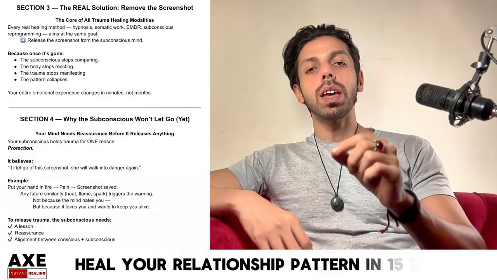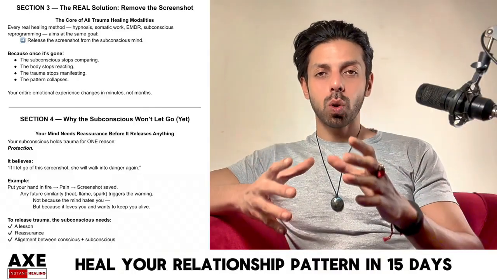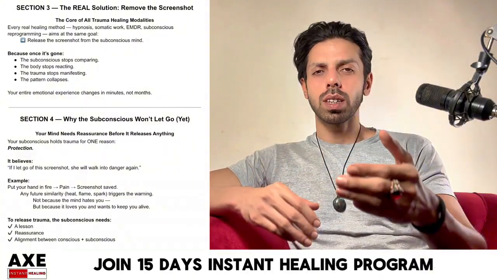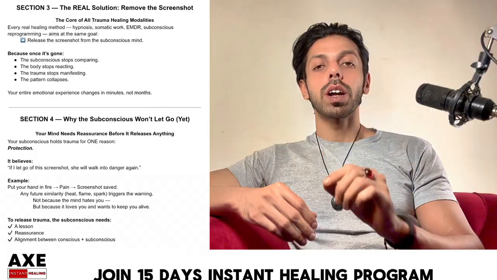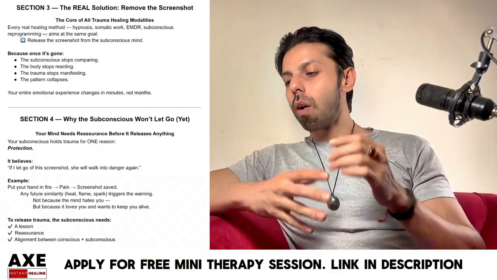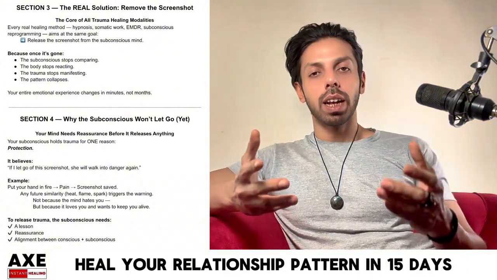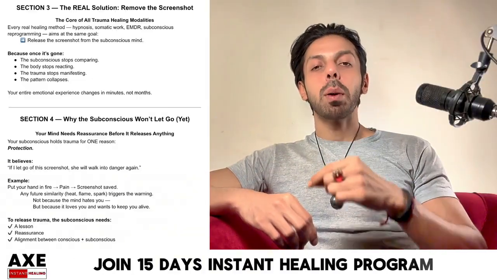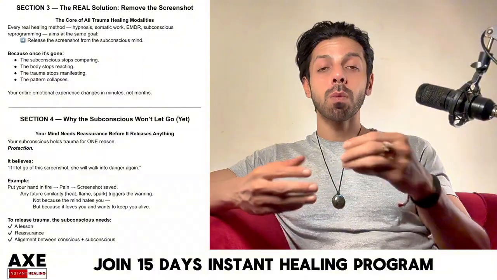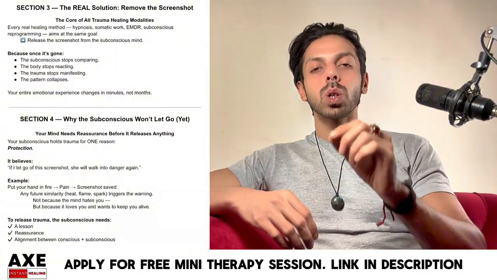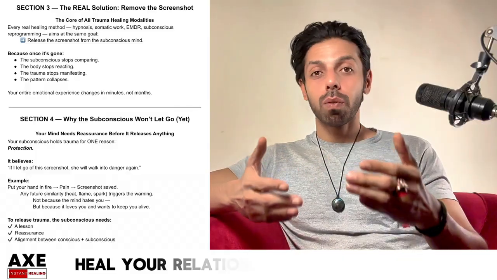So, how can we give our subconscious mind the reassurance that it needs? Because technically, if we are able to give our subconscious mind the reassurance, it might lower its protection mechanism. Let's find out. It believes if I let go of the screenshot, she will walk into danger again. And that's pretty logical. It doesn't want to let go of the screenshot because it fears that you might repeat the pattern once again. You might harm yourself once again. But the problem is by not letting it go, it is also attracting that again and again into our reality.